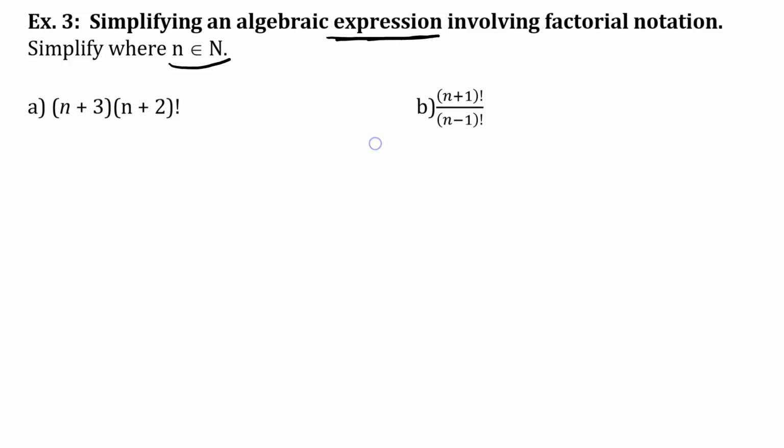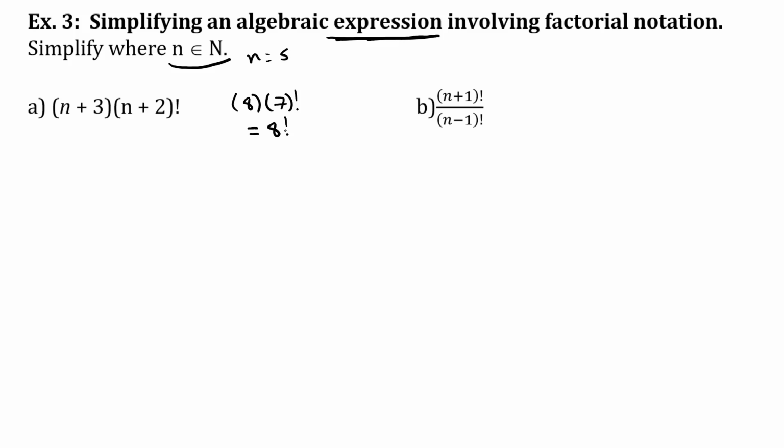So if I were to say something like n equals 5, this one would be n plus 3, which is 8, or 5 plus 3. And then this one right here would be n plus 2, 5 plus 2, 7 factorial. When you see it as numbers like this, I think it's pretty clear. 8 times 7 factorial. It's 8 times 7 times 6 times 5 times 4 times 3 times 2 times 1, which is just the exact same thing as 8 factorial.